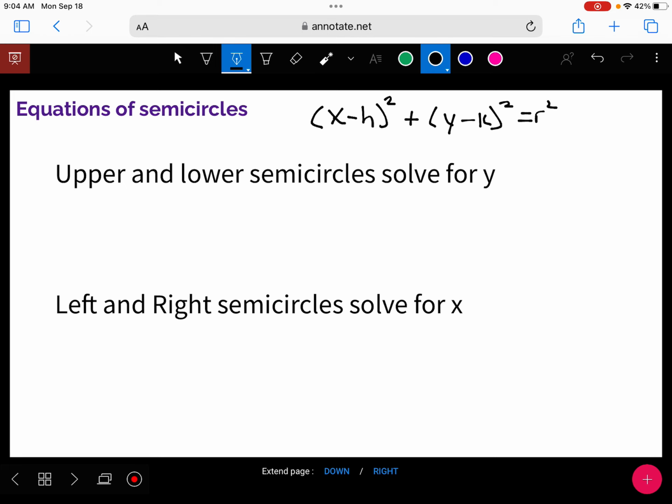So we're using our circle equation, x minus h squared plus y minus k squared equals r squared. Solve for y to get upper and lower semicircles. The upper semicircle will be the positive square root of blah-bitty, blah-bitty, blah-bitty. And the lower semicircle would be the negative square root of blah-bitty, blah-bitty, blah-bitty. So remember when we square root, we usually get plus or minus? Plus gives you upper, minus gives you lower.